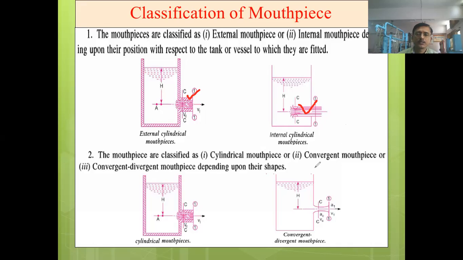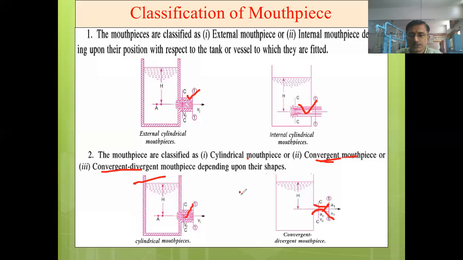Mouthpieces are also classified as cylindrical mouthpiece, convergent mouthpiece, and convergent divergent mouthpiece depending upon their shape. Here in the diagram you can see this is the cylindrical mouthpiece, and this is the diagram of convergent and divergent. You can see the shape: it is initially converging and then again it is diverging outside. Okay, so it is the converging diverging mouthpiece.